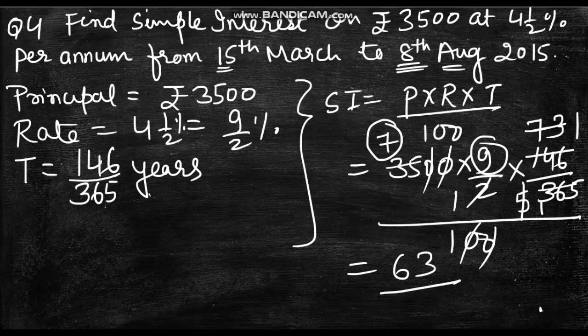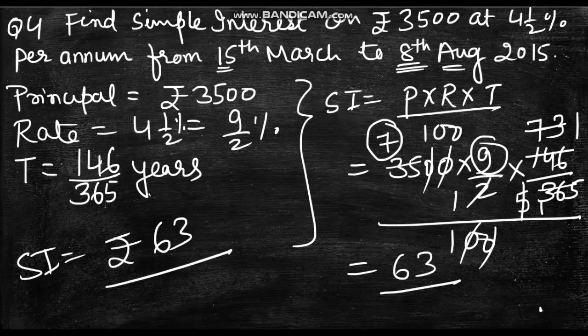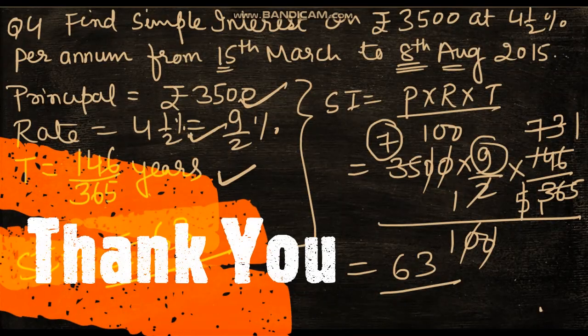So what you have to calculate? You have to calculate simple interest. So simple interest here is rupees 63 on rupees 3500 at the rate of 4.5% for 146 days. That is from 15th March to 8th of August.